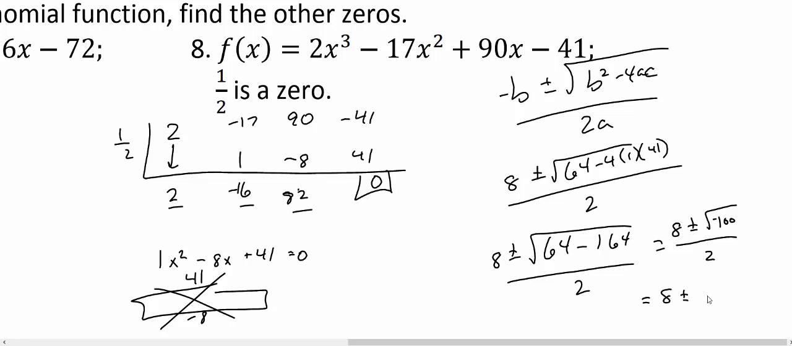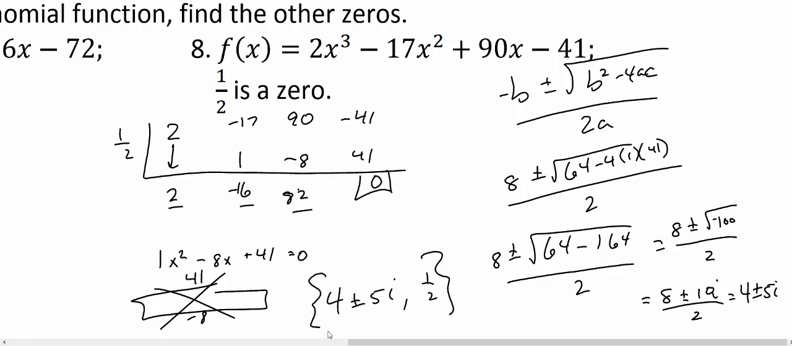Now, remember the negative on the inside is an i. The square root of 100 is 10. So it's 8 plus or minus 10i over 2. But I can divide all of them by 2 here. So it's 4 plus or minus 5i. Okay, so the answers are 4 plus or minus 5i, comma, 1/2. And those are my answers for number 8.